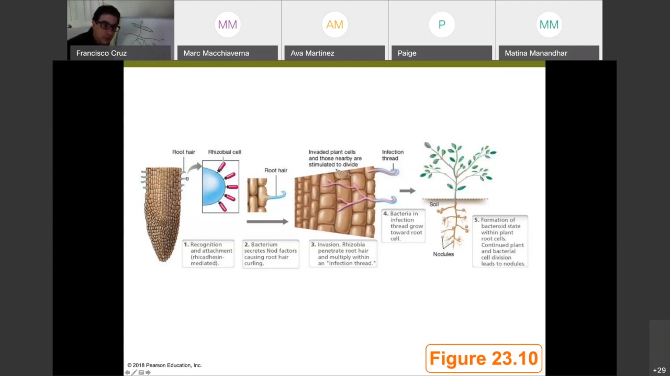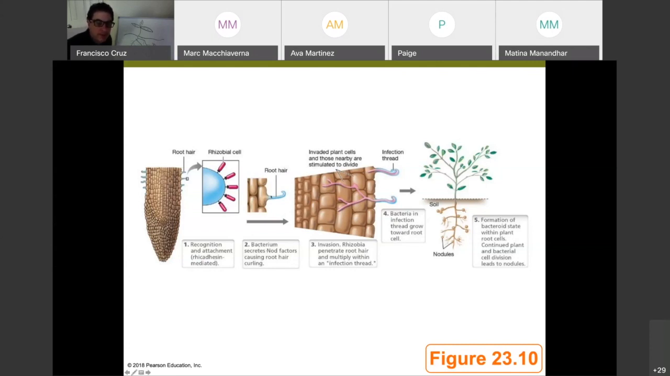So in purple here, you see a rhizobial cell. This is the tip of a root hair, and there's going to be receptors on the root hair, and these are going to bind to the bacteria. This is something like, we have COVID and the epithelial cell, how there's a specific cell-to-cell contact based on receptors. This is the same kind of thing. This is why this is species specific. Bacterium secretes nod factors that cause root hair curling.